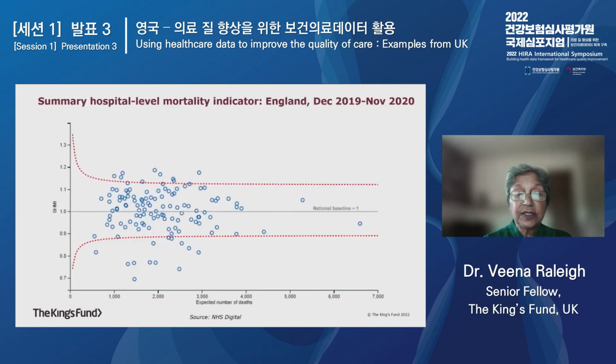So this is just a funnel plot. It shows hospital level mortality. This is England, December 2019 to 2020. And you can see although most hospitals sit within the confidence limits, there are some which have exceptionally high mortality. So this sort of data can be very useful. This is routinely available for hospitals to see and inquire as to why there may be an outlier.